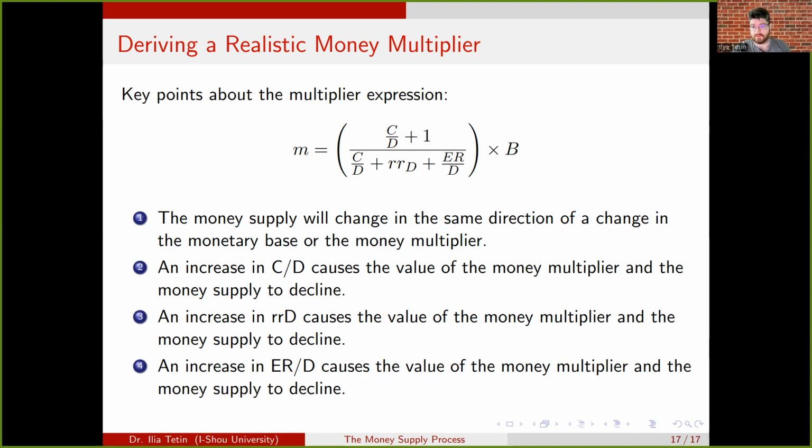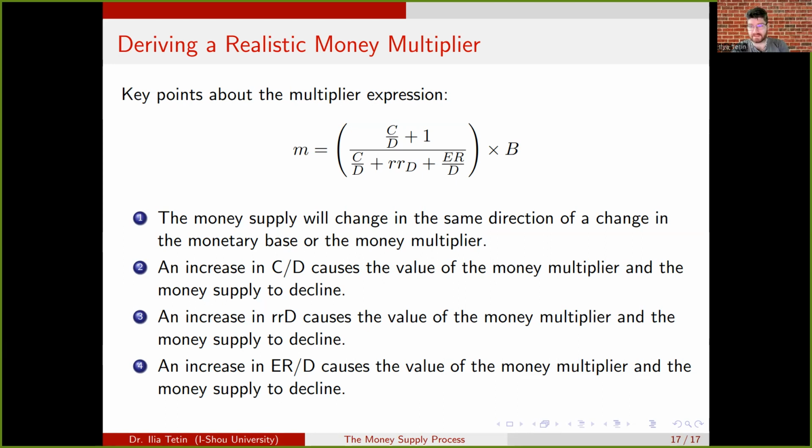So we answered all questions. The deposit value is 800. The M1 money supply is 1 trillion 200 billion. Monetary base 900. Value of money multiplier 1.33.